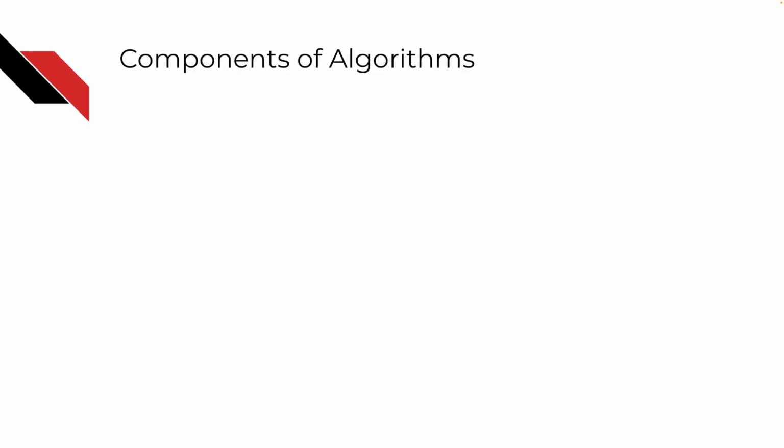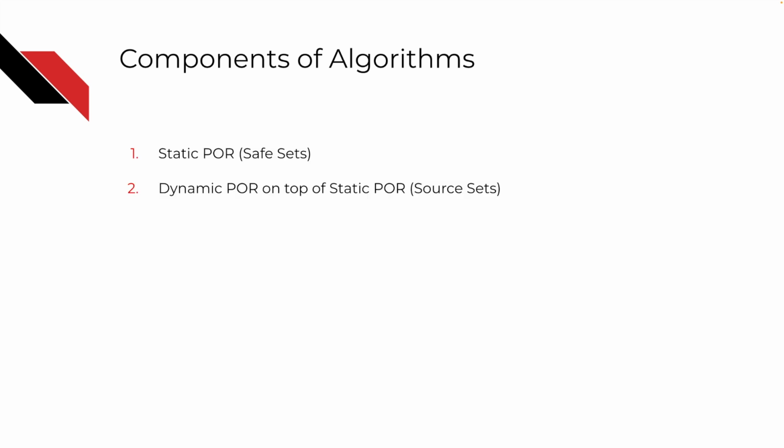So, our algorithms consist of static computation of safe sets and two different versions of dynamic computation of source sets that are built on top of the static part. These two versions differ in the way in which the tracking is performed. One is done eagerly and the other one is lazily.